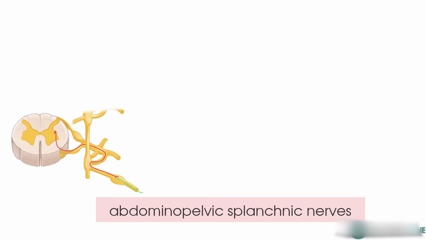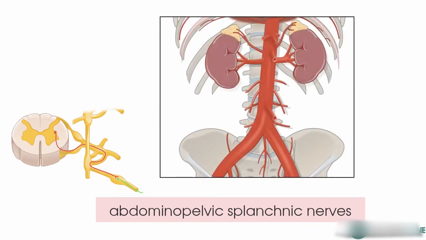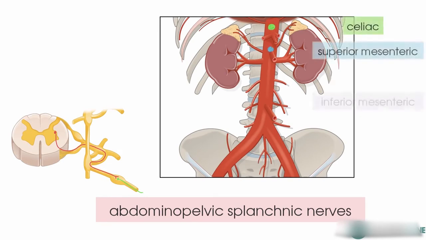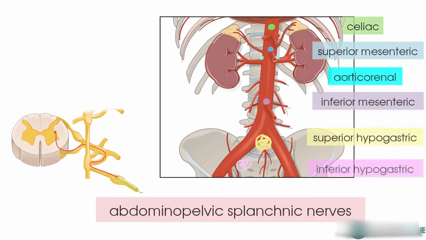They project to ganglia which are located in front of the vertebra, around the various branches of the aorta. You've got the celiac ganglia, the superior and inferior mesenteric ganglia, the aortico-renal ganglia, and the superior and inferior hypogastric ganglia. And you'll also hear these referred to as plexuses.